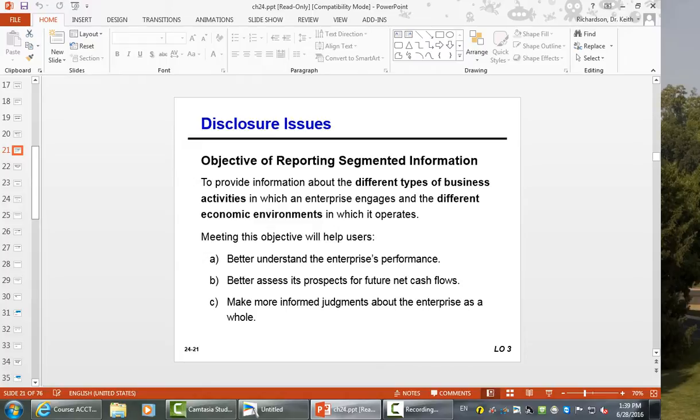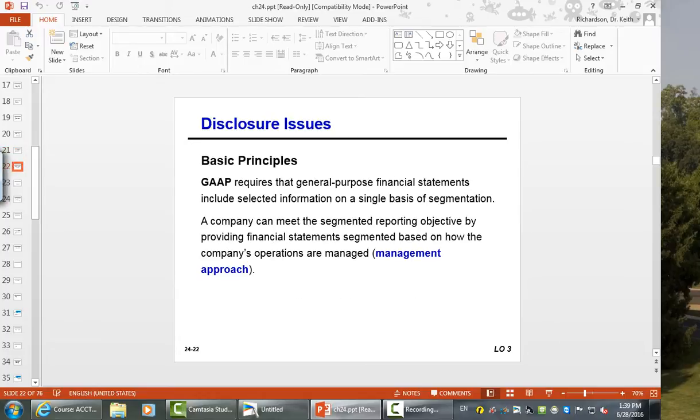This is going to help users better understand the enterprise's performance, better assess its prospects for future net cash flows, make more informed judgments about the enterprise as a whole by being able to look at the components. That's the idea, right? GAAP requires that general purpose financial statements include selected information on a single basis of segmentation. So, single basis, division, right, product, whatever, location.